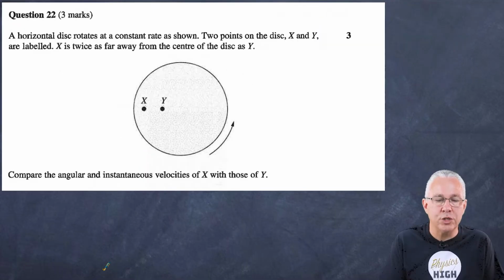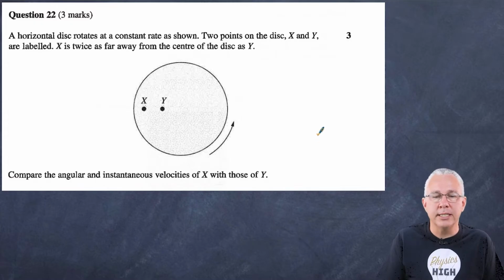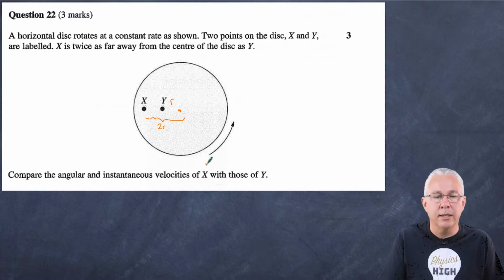All right, next question. It says a horizontal disc rotates at a constant rate as shown. 2 points on the disc, X and Y, are labeled. X is twice as far. So going from over here, we have a distance here of r, but a distance over here of 2r, and we're asked to compare the angular and instantaneous velocities of X with those of Y.